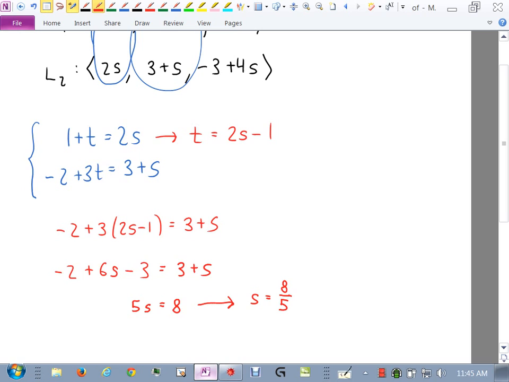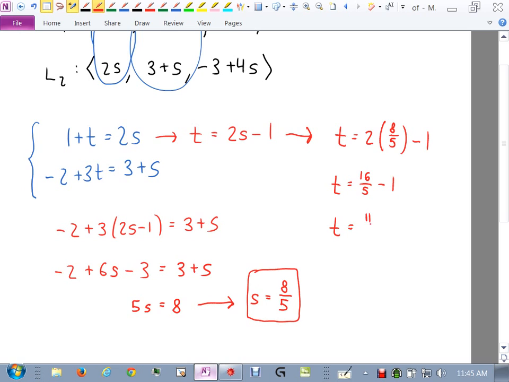Did y'all get that too? Y'all agree with that? Now once I know what s is, I can go get t, right? So to get t now, t is equal to 2 times 8/5, take away 1. T equals 16/5, take away 1, which is 11/5, right?